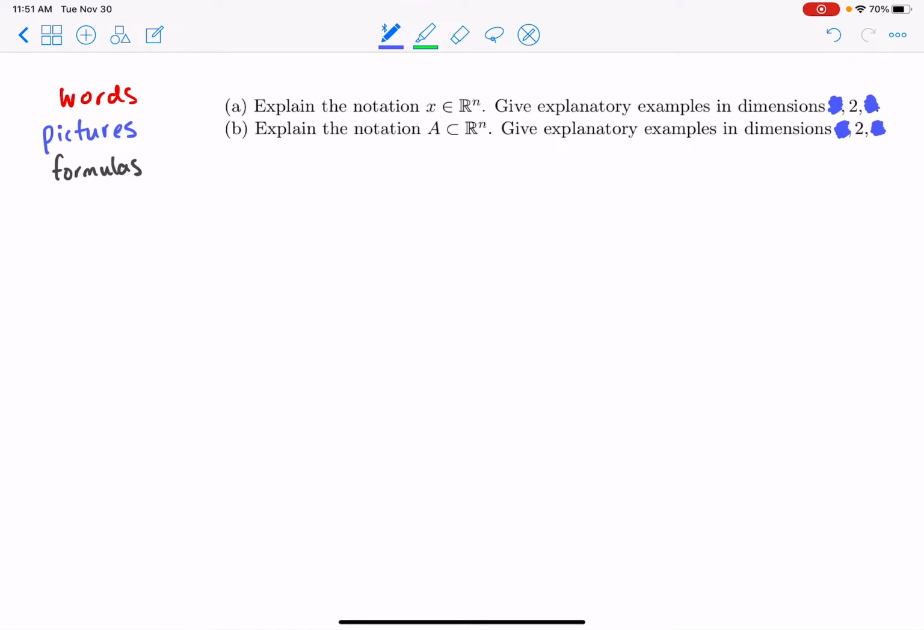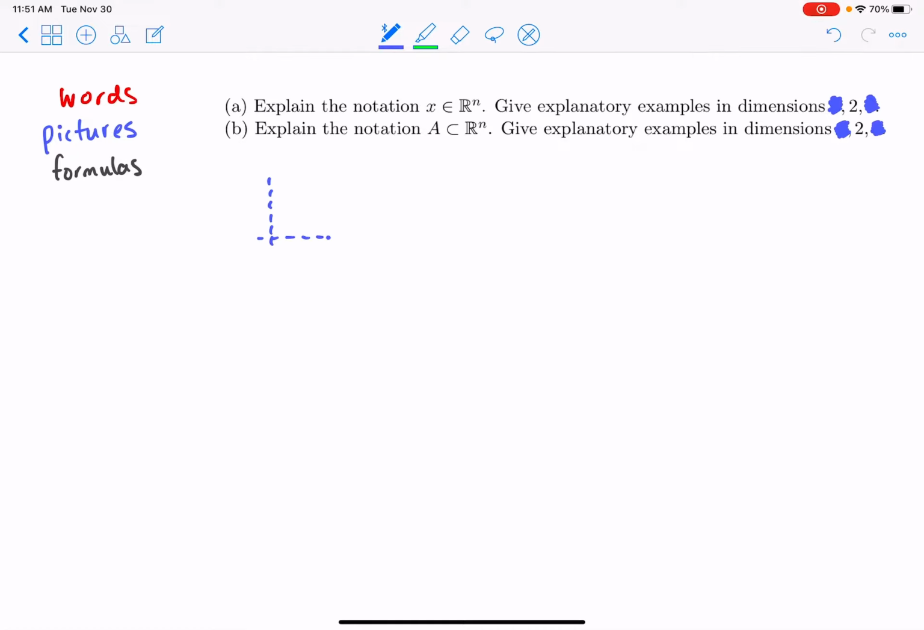Okay, hello everybody. So we're gonna explain this notation here and here. And this is just really useful notation because it allows you to write things much more quickly and fluidly. And so that opens your brain for thinking about other concepts. Okay, so first I'll just give an example in dimension 2, first in pictures.